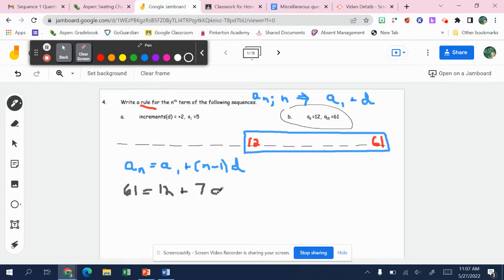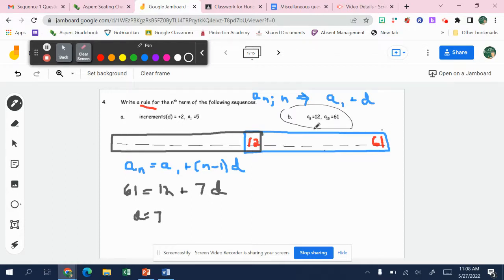And then my common difference, which is what I'm actually solving for. So now I can subtract the 12 and divide by 7. And I'm going to get that D is 7. Now that I know D, I now want to kind of swing back, and I'm going to look at this piece of my sequence, and I'm going to figure out what A1 is.